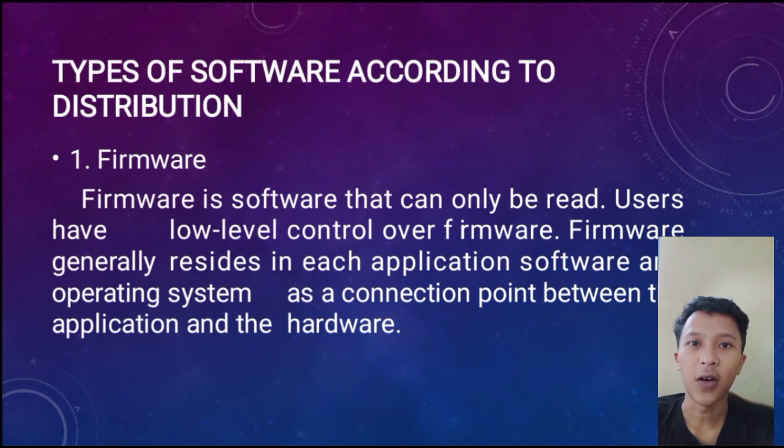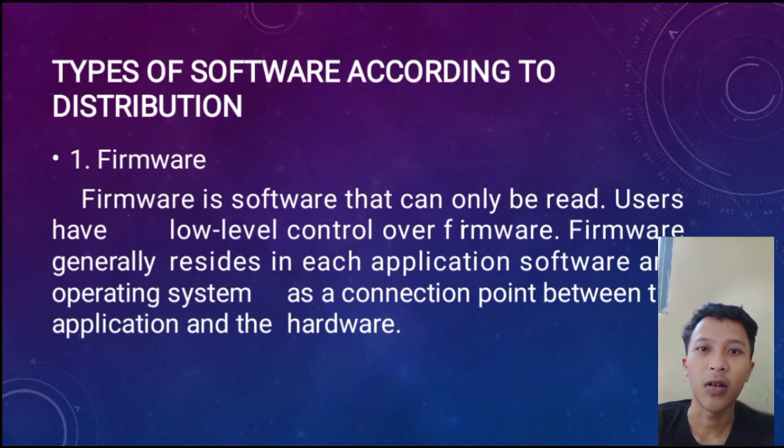Types of software according to distribution. Number 1, firmware. Firmware is software that can only be read. Users have low-level control over firmware. Firmware generally resides in application software and operating systems as a connection point between the application and the hardware.